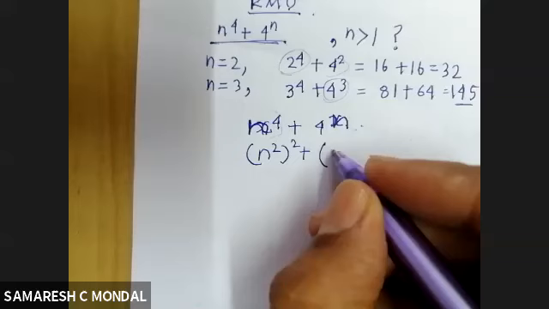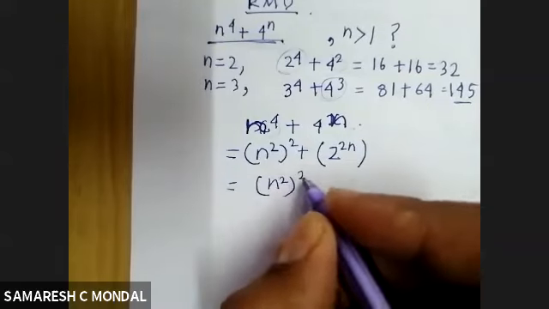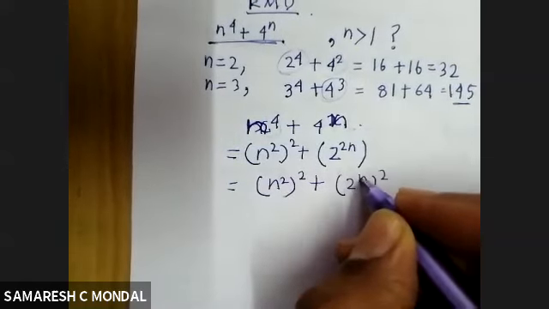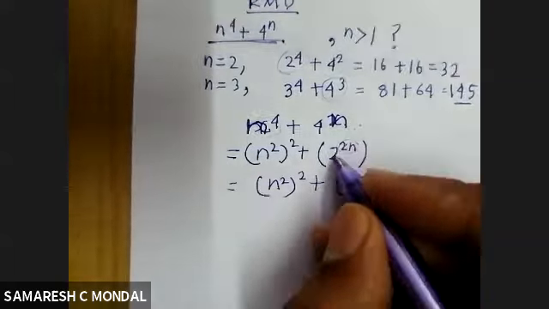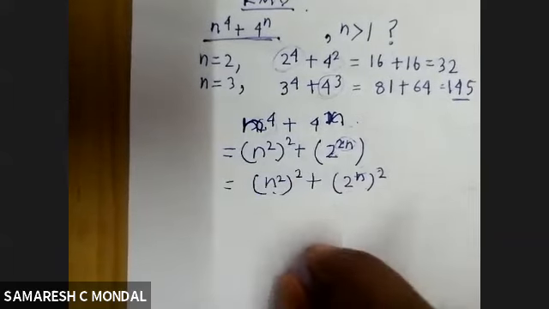So can I write 2 to the power 2n? So n square the whole square plus, can I write, 2 to the power n the whole square? Because power to the power gets multiplied, so it's 2n. 2 square is how much? 4. So we got a square plus b square.